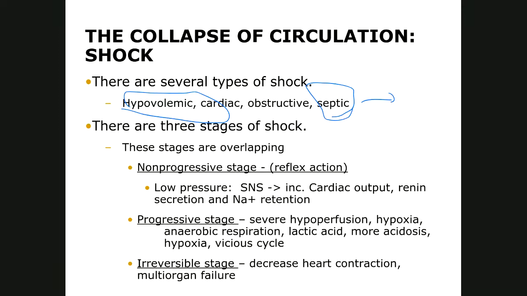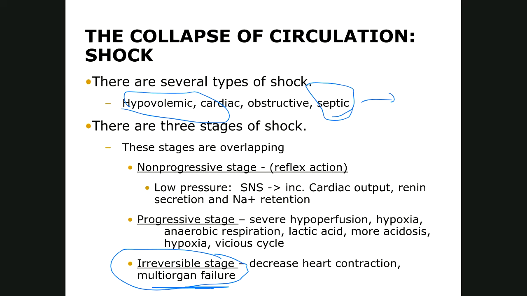And typically, if something is mild, non-progressive, there are mechanisms in our body that can adjust to that. Now, progressively, if you don't treat that, then it can lead to this irreversible stage, which then leads to multi-organ failure. But typically, if it's mild, other systems can attempt to correct the damage.